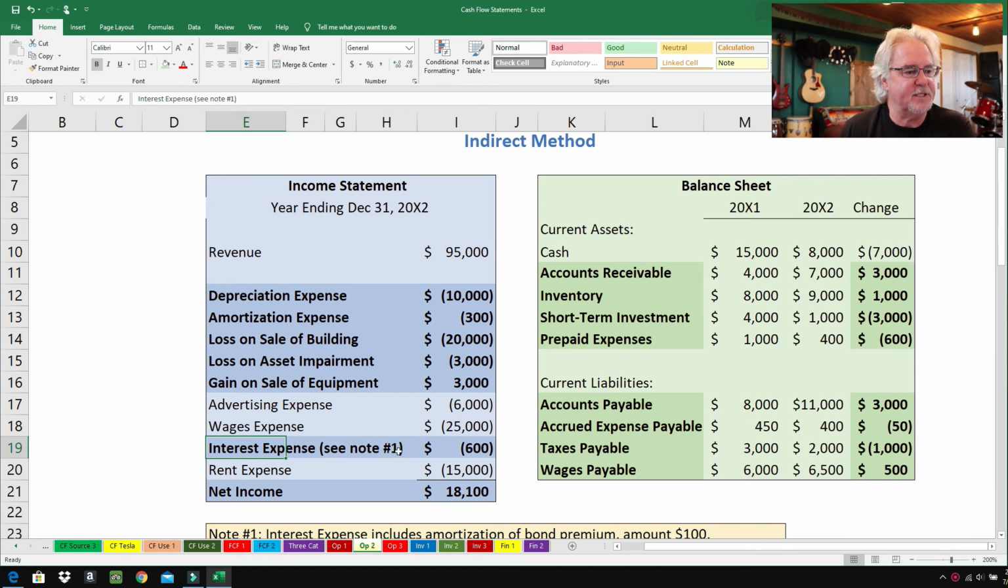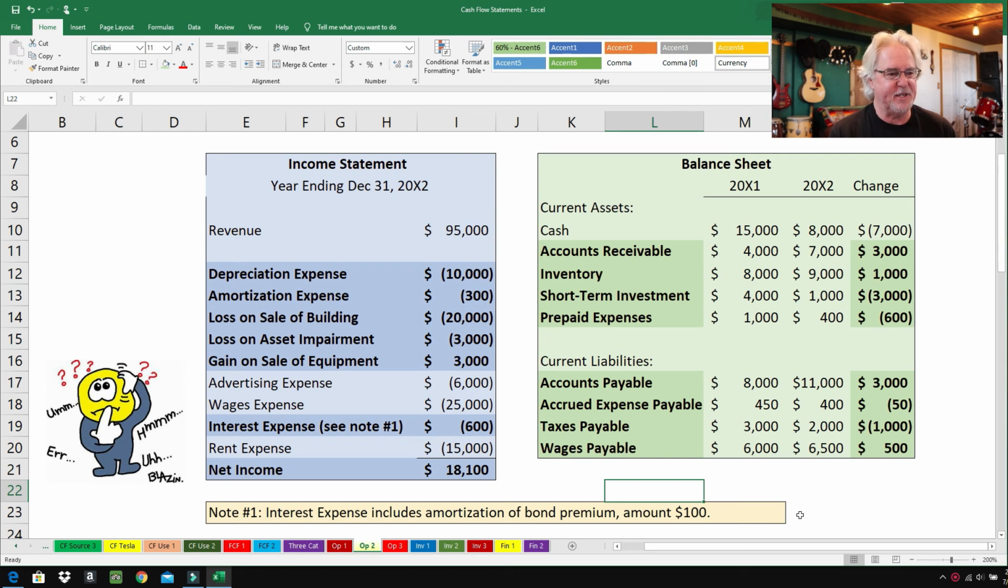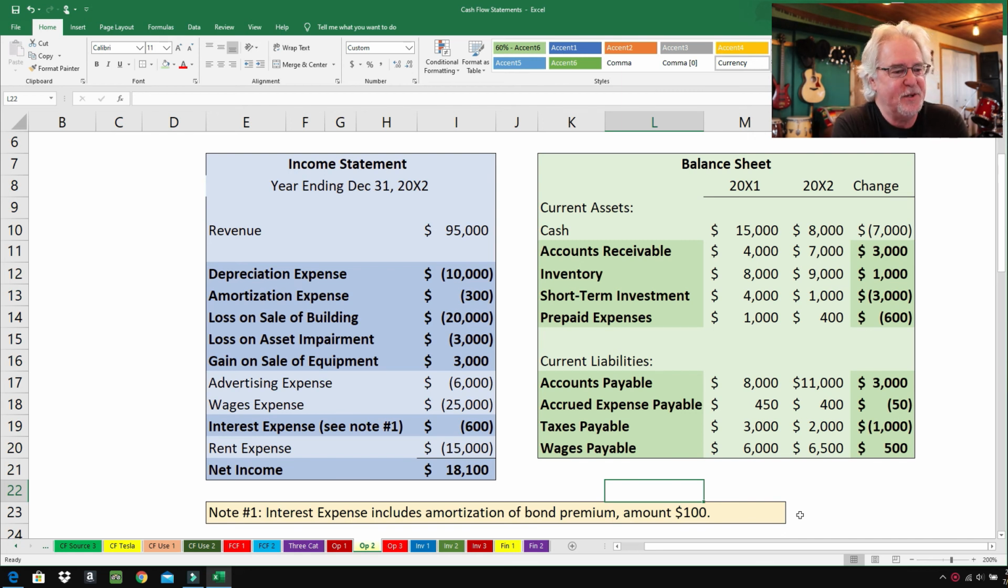Interest expense for $600. Normally that'd be really easy, but this interest expense also takes into account a bond premium. The amount of the bond premium is right down here, note number 1: interest expense includes amortization of bond premium, amount $100. This takes a lot of thought, and there are 2 ways to do it. One way is you can think it through, and that's how I do it. It takes a while; it's not easy to think through. Or you can memorize it. I know memorizing's not that great, but when you're starting out, memorization's okay.